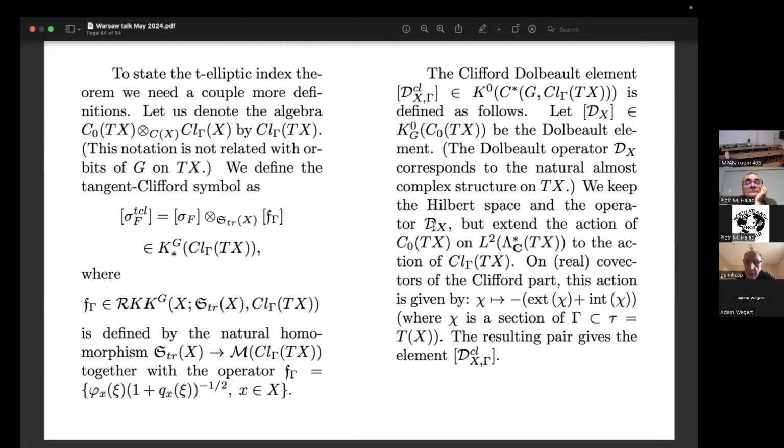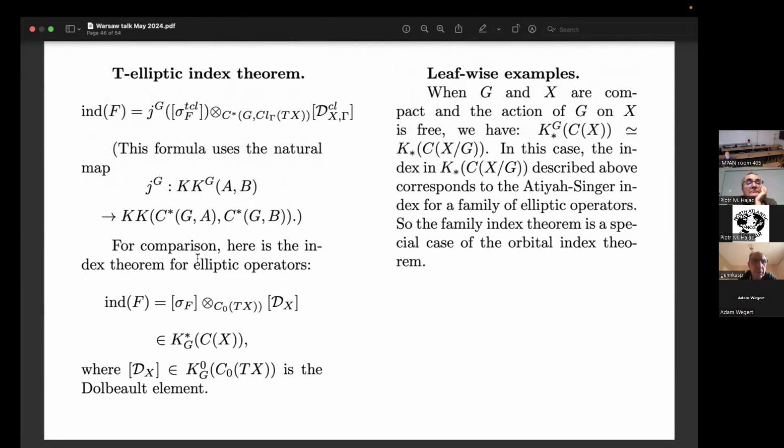In this group. Now, how we get the index formula: we take the homomorphism which maps equivariant groups into the K groups of cross products. So we apply this to the KK groups of cross products and take a product over C star of G, this Cliff gamma with this element, and this will be the index. It's a distributional index. I forgot to write it down. It's in the K homology of C star G. In the compact group case, it's an infinite series in irreducible representations of G. For comparison, I gave here the statement of the usual elliptic index theorem.